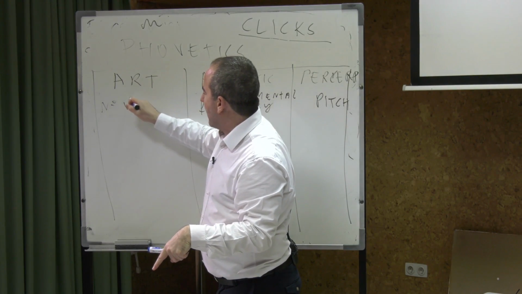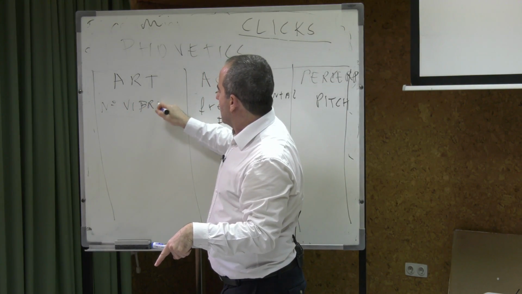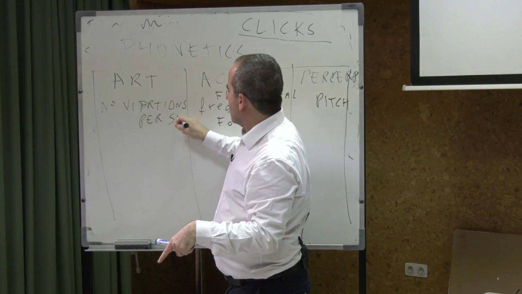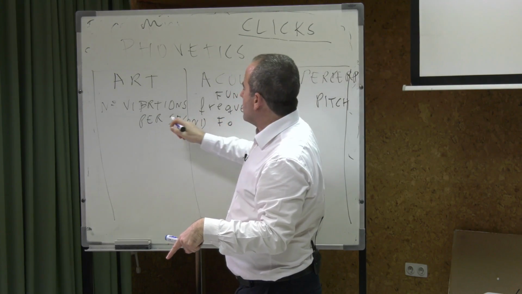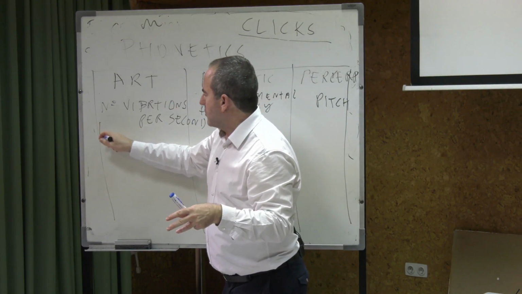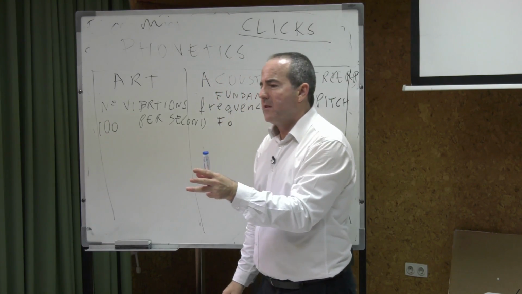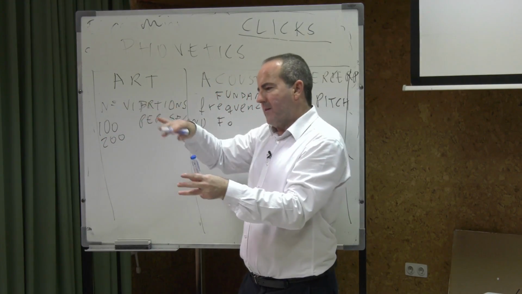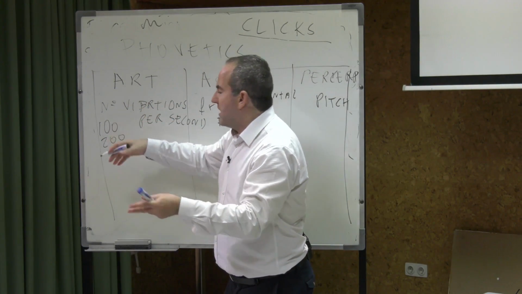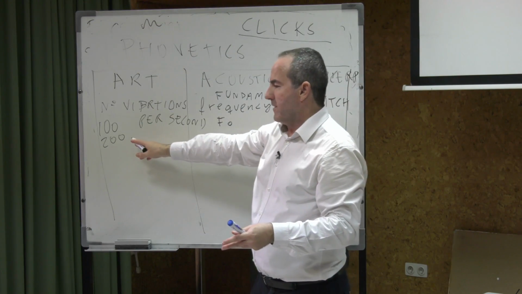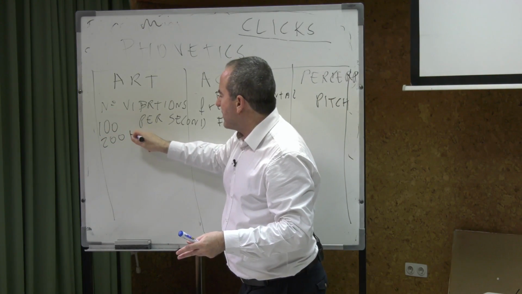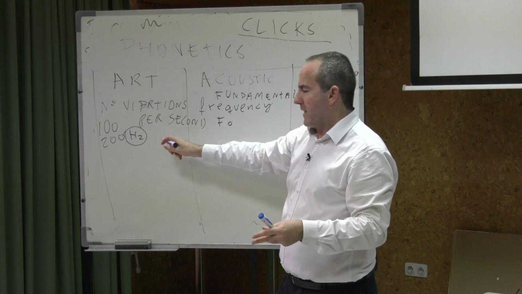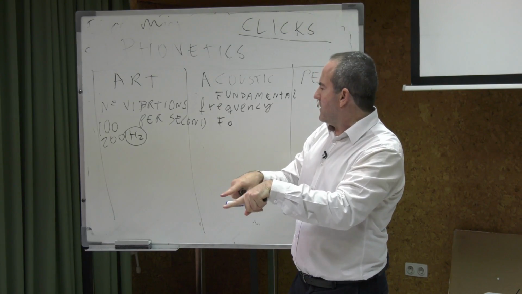The number of vibrations per second, which for males is usually a fundamental frequency of 100. For females, for women, it is double, more or less, 200, a mean. And for children it could be 300, even 400, okay? And usually we measure this in hertz, okay? Cycles per second, the number of times it vibrates per second.